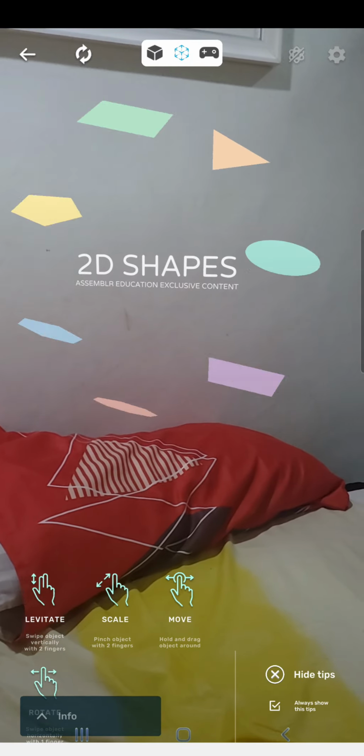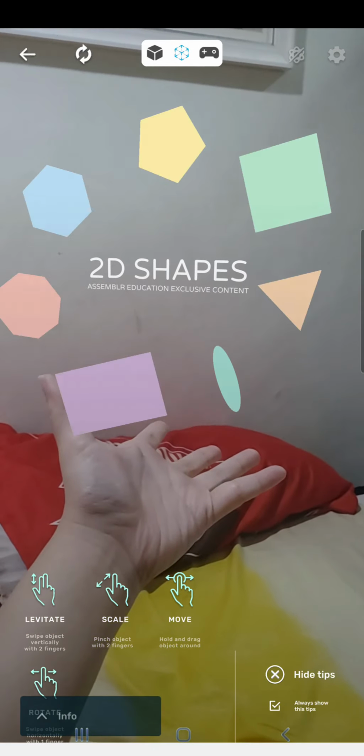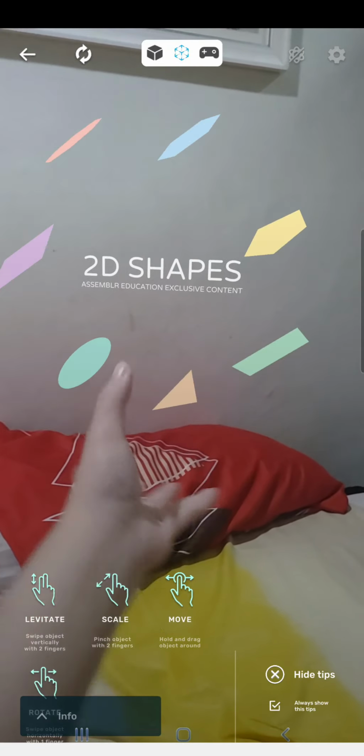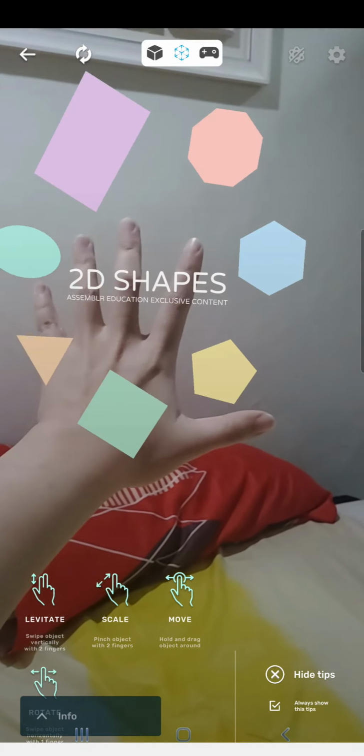Today, we are going to learn about shapes. You see these shapes are floating in my hands. So today, we are going to learn about some of the shapes here. So stay tuned.